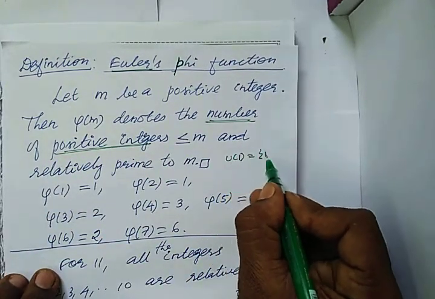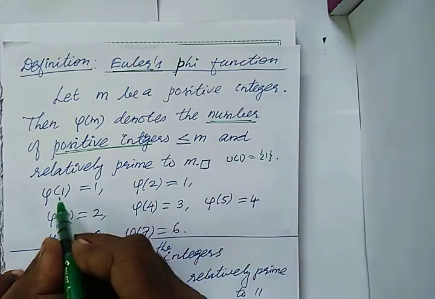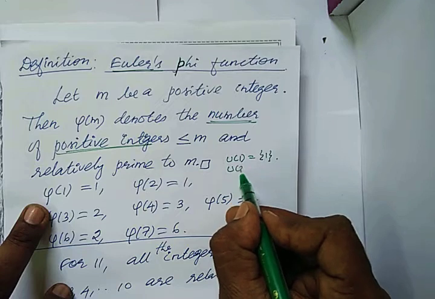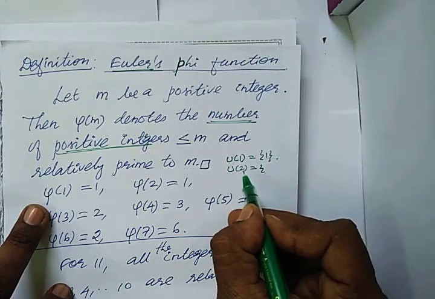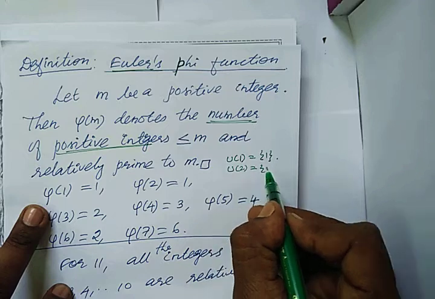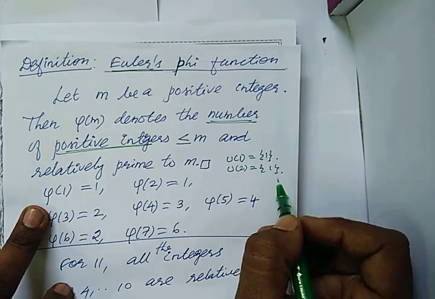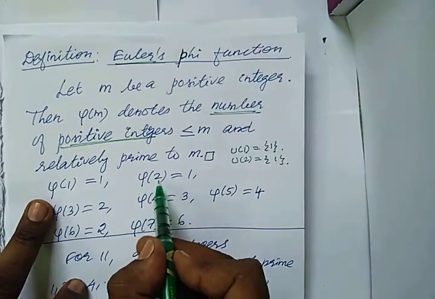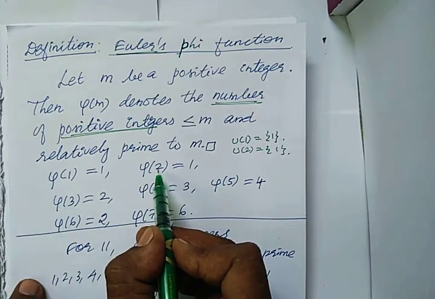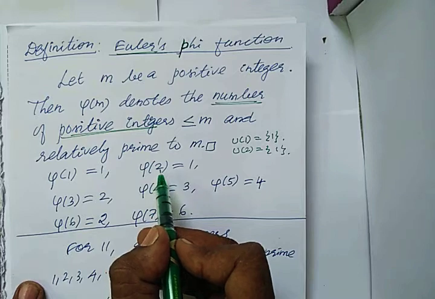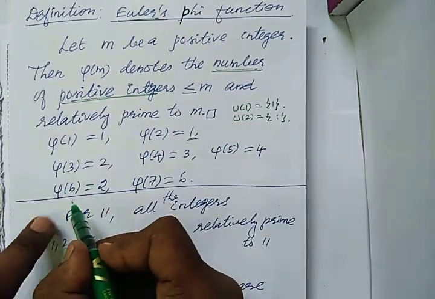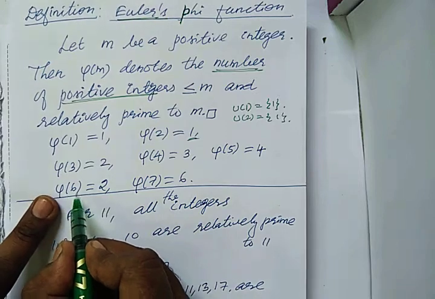What is phi of 1? The set for 1 is just 1 only. So phi of 1 is equal to 1. What is phi of 2? The set of all numbers less than or equal to 2 and relatively prime to 2 is just 1 only. How many positive integers are there which are less than or equal to 2 and relatively prime to 2? Only one number.